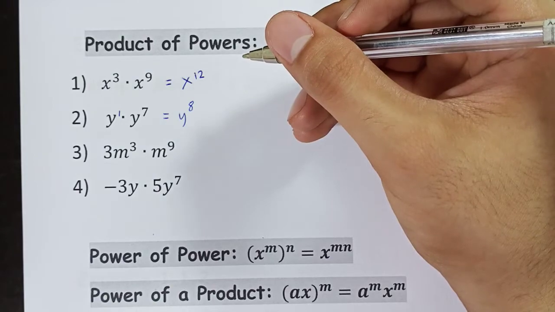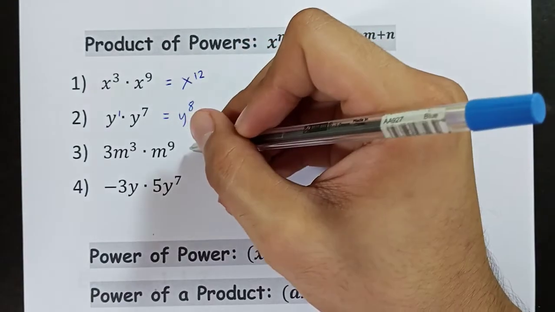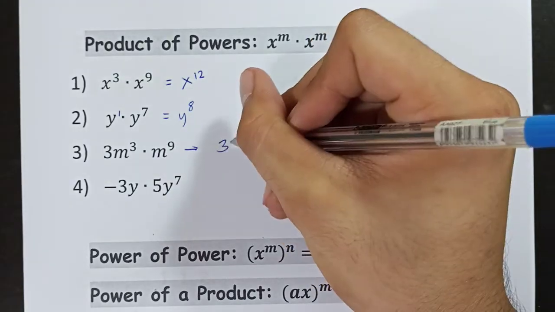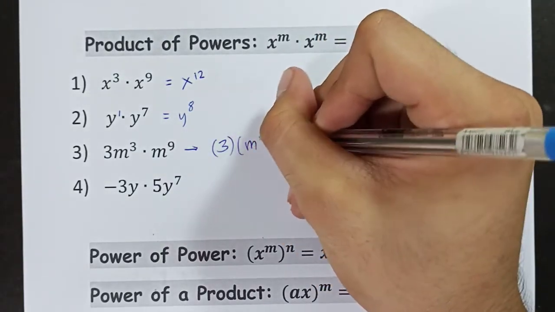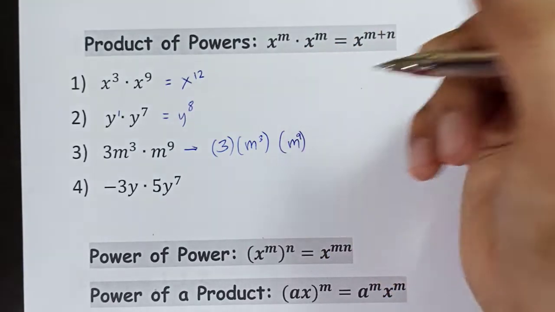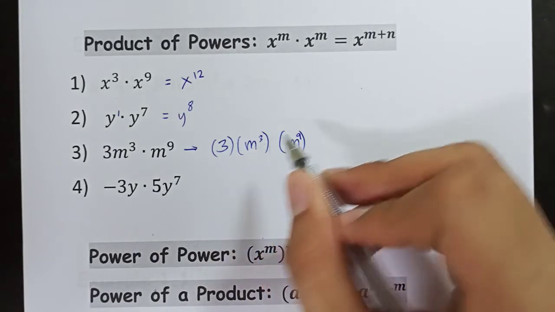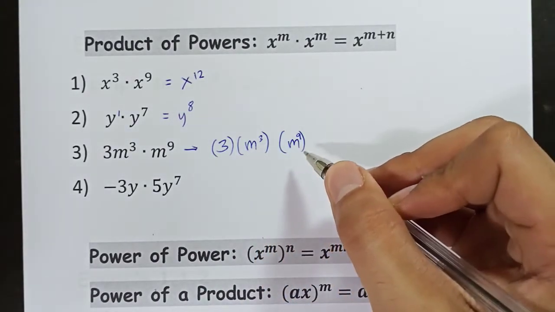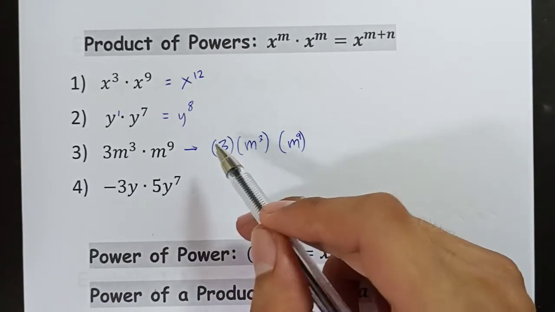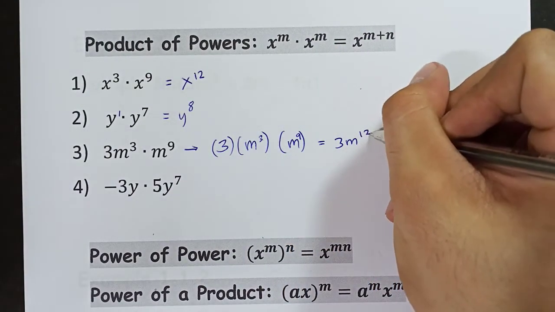Next, we have 3m cubed times m raised to 9. Para mas makita nyo, ganito itsura yan. We have the coefficient of 3 for m cubed, 3 times m cubed, times m raised to 9. Paano gagawin? Pag-multiply natin si m cubed and m raised to 9, add lang natin si 3 at 9. 9 plus 3, 12. Then multiply by 3. Magiging 3m raised to 12.